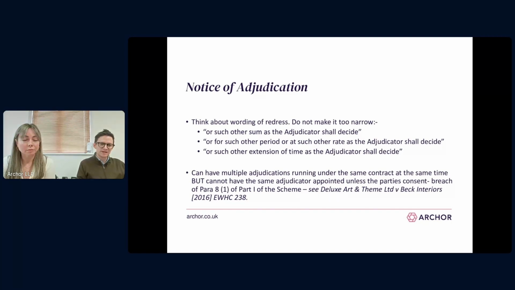Second point on the screen is that under the scheme, you can't have the same adjudicator decide two separate disputes at the same time under the same contract unless it's agreed. I think if you're referring, you need to be alive to this and potentially let the nominating body know when you seek the second nomination. And similarly, if you're the responding party and the same person has been nominated in two concurrent disputes, that needs to be flagged either to the nominating body or the adjudicator quite early on, and make an objection to jurisdiction.